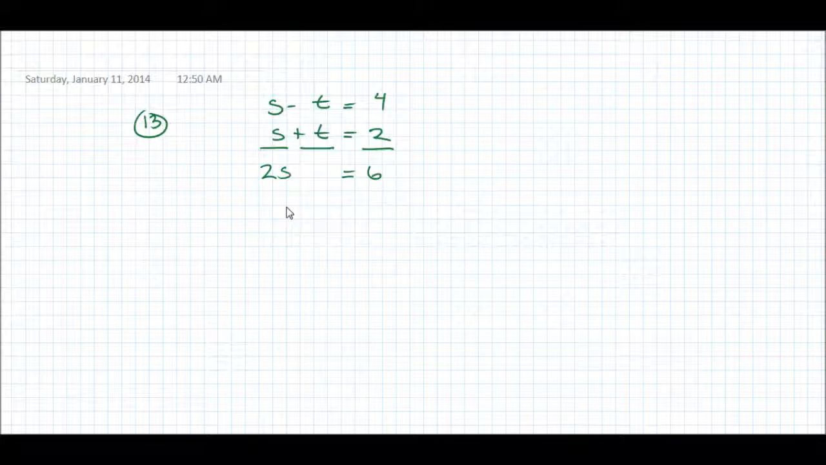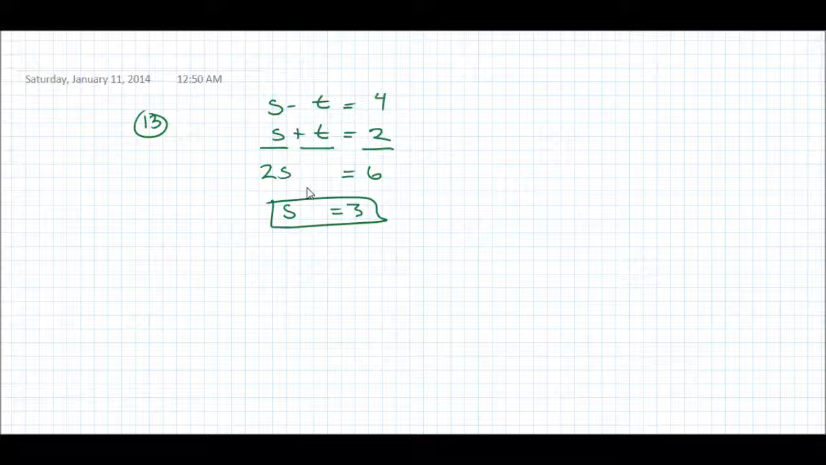13. Again, solve by elimination. s minus t equals 4. s plus t equals 2. Okay, it's set up to add nicely, so we'll add them. 2s, the t's cancel, equals 6. So divide each side by 2. So s is going to equal 3.